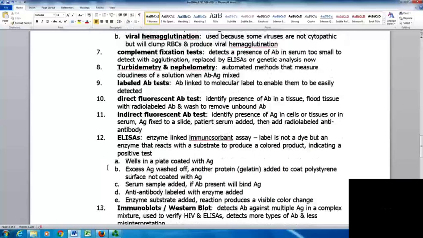So ELISAs are enzyme-linked immunosorbent assays. The label is not a dye, but an enzyme that will react with a substrate to produce a colored product. And this is what will indicate a positive test.